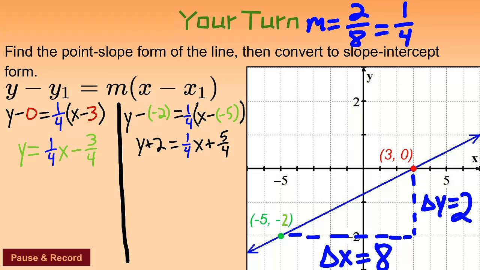Now I need to get my y value by itself by subtracting 2 from both sides. And when I do that, I get y is equal to 1/4 x plus 5/4, and then this subtract 2.